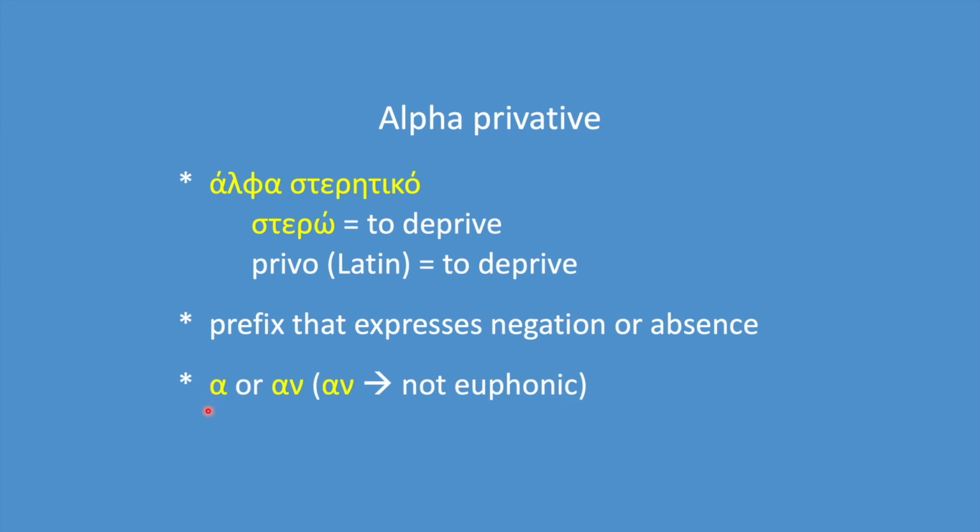It can be a or an. Words that begin with a vowel usually have an. But that's not always the case. Some words that begin with a vowel take a instead of an, and this is because an is not euphonic. In other words, it's not there to help with pronunciation, as is usually believed.